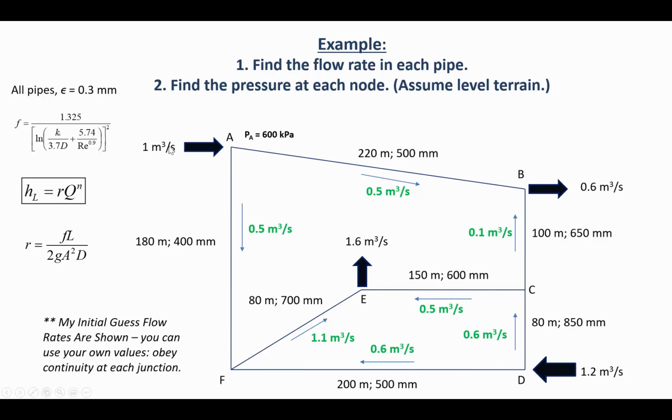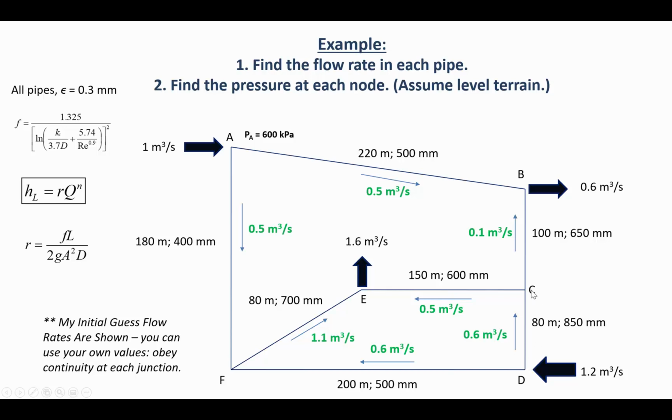Okay, so at A, in is 1, out 0.5 this way, 0.5 that way. All right, fair enough. Now let's look at D. D, I've got 1.2, so I split it 0.6 and 0.6. All right, now that's not a good guess, by the way. Look at these pipes. I've got a 500 millimeter pipe versus an 850 millimeter pipe.